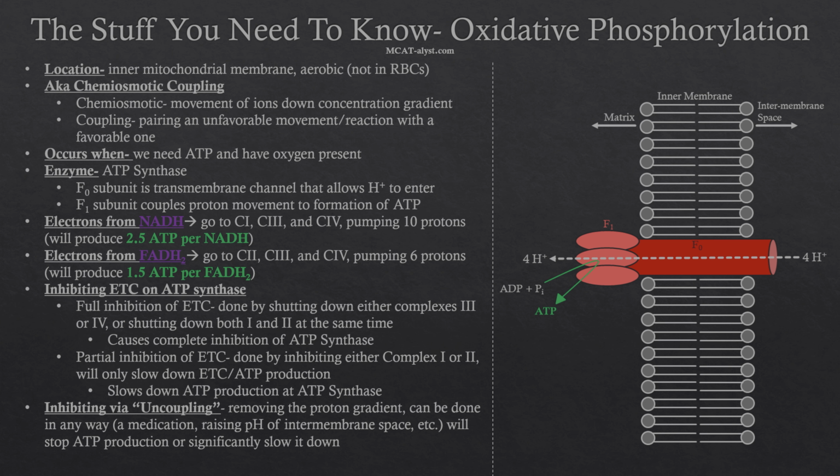I will note that we can inhibit ATP synthase without touching the electron transport chain. If you touch the electron transport chain, that's going to inhibit ATP synthase in some way. But this process of uncoupling also demonstrates a way in which we can inhibit ATP production through oxidative phosphorylation without actually touching the electron transport chain. So that's the process of aerobic respiration start to finish.